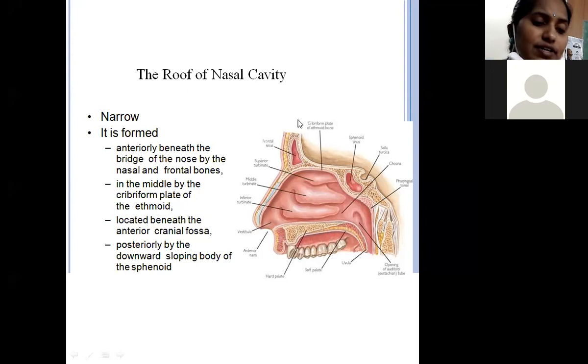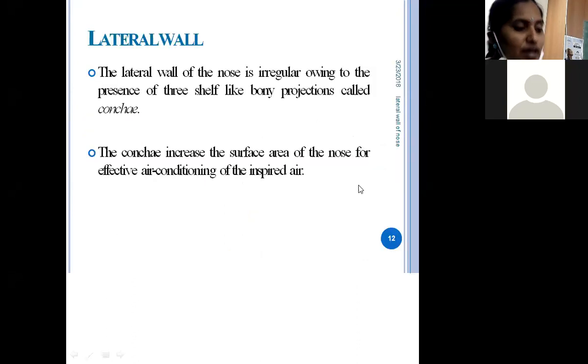The interior of the skull is called the cranial fossa. So this middle part of the roof of the nasal cavity is present beneath the anterior cranial fossa. Posteriorly it is formed by the downward sloping part of the body of the sphenoid. So the roof is formed by the frontal and nasal bones, then the cribriform plate of the ethmoid, then the body of the sphenoid. Next, the actual class today is regarding the lateral wall of the nose.